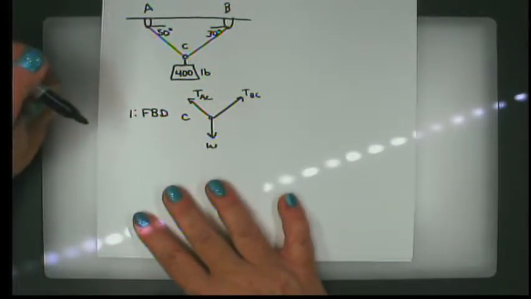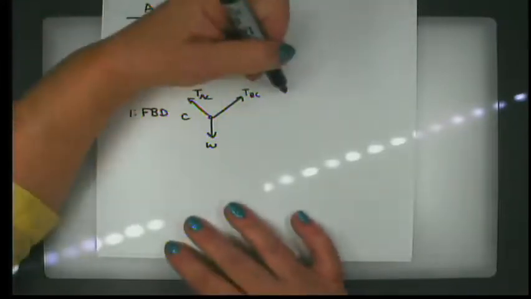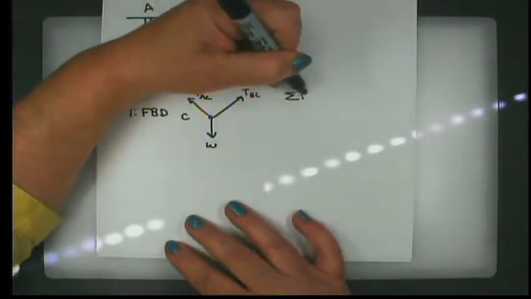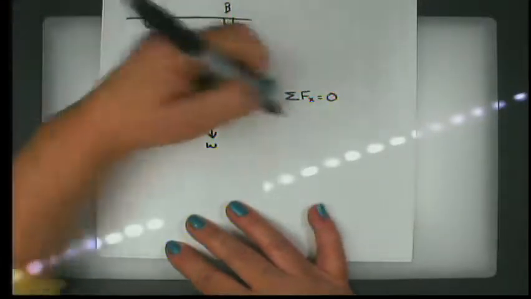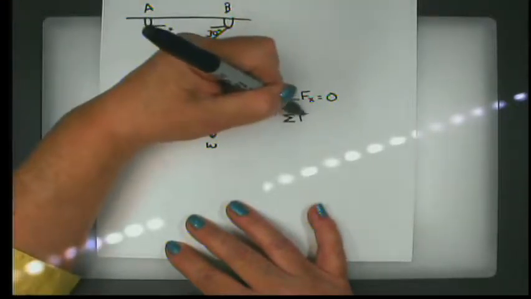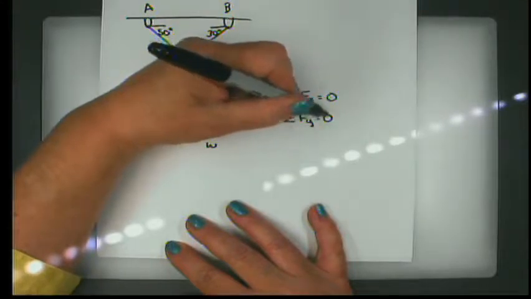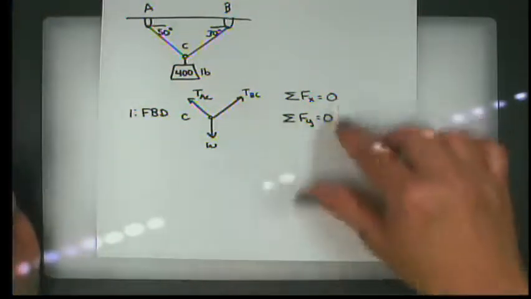So what do I know? In order for this to be in static equilibrium, I know that the summation of forces in the x direction has to sum to 0. And the summation of forces in the y direction also has to sum to 0. So I have two equations.